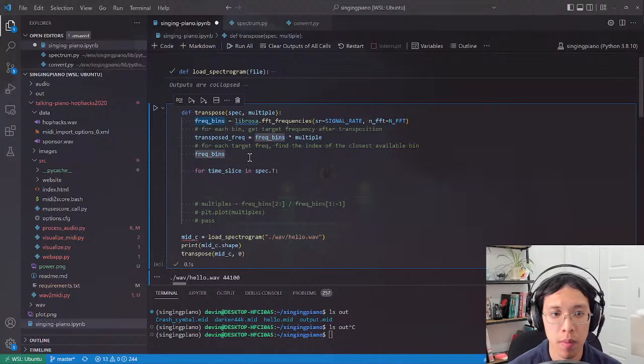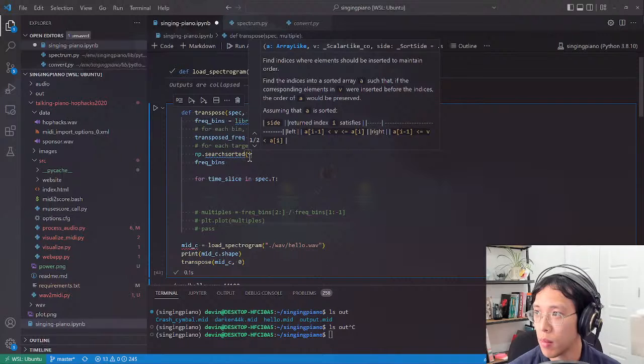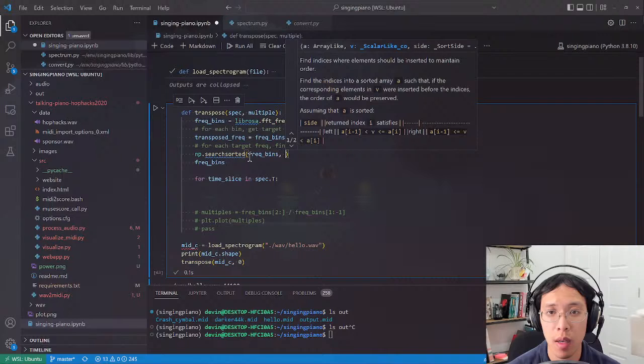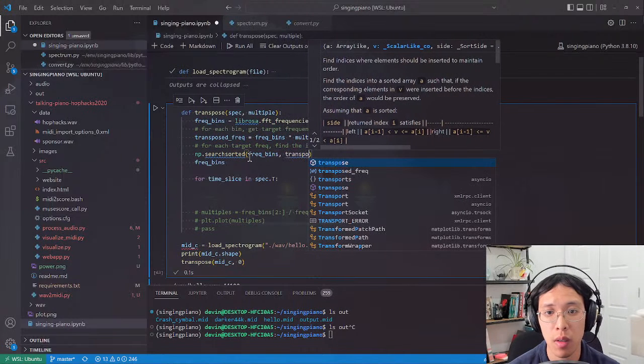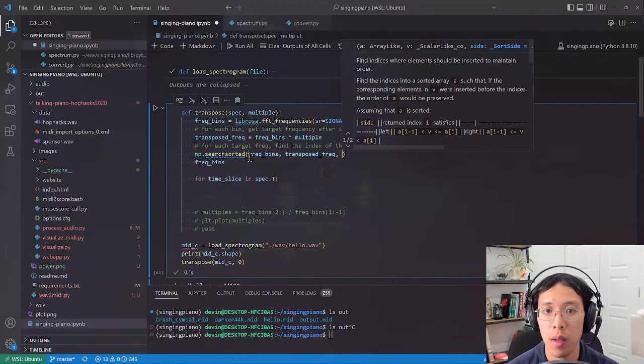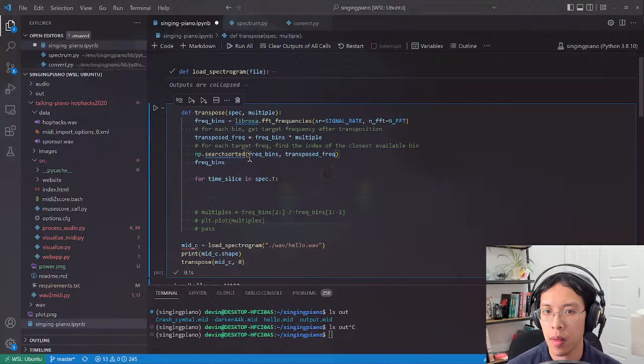So that's what we're going to do. We want numpy.searchsorted, and a is going to be the sorted array, so that's your freq bins. v is the thing that you're trying to insert, so that's transpose freqs. Okay, and I think that's it, because the side is not going to matter. Yeah, because I can deal with the side, so we'll call this a bin index.